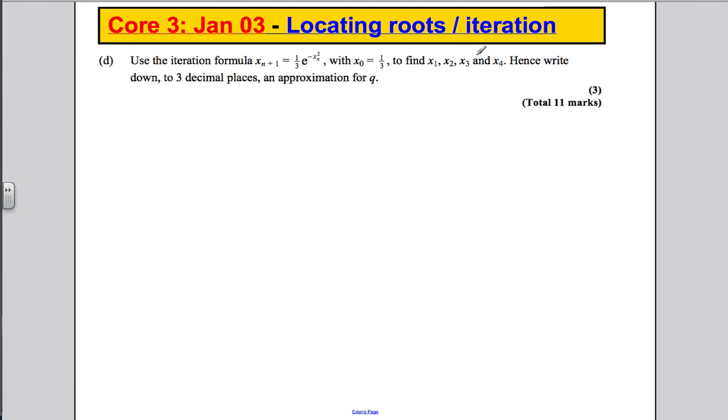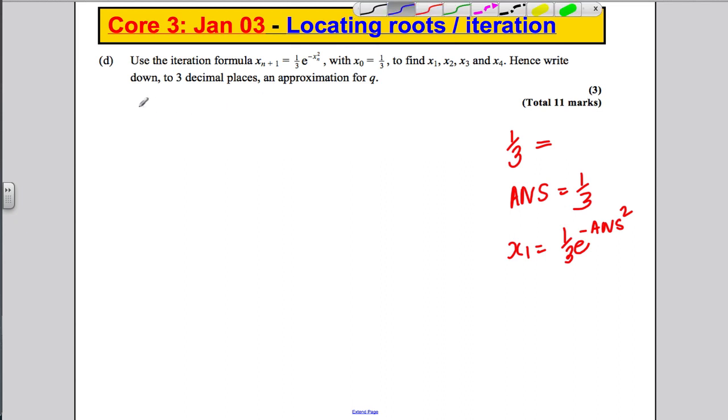And then use this iteration to find x1, x2, x3, and hence write an approximation for this value q. So, as always, we type in our calculator a third equals, so that ans is stored as a third in our calculator. To get x1 and future ones, we type in a third e to the negative ans squared, and that will get us all our x1, x2s, etc.